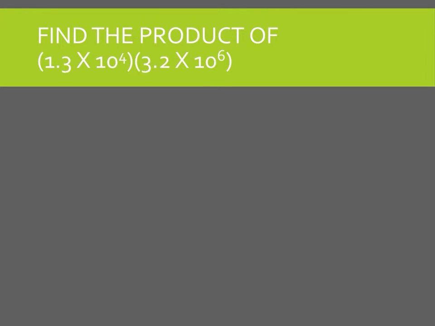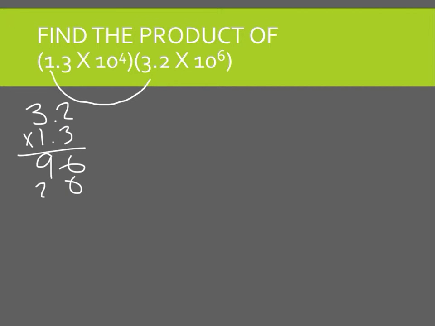Not only do we have to write scientific notation, but sometimes we have to find the product of two scientific notation numbers. Now, this is how we do this. There's two ways of doing it. I'm going to show you actually the quick way, so make sure you're paying close attention. The easiest way to do it is to multiply our two numbers. So 3.2 times 1.3.